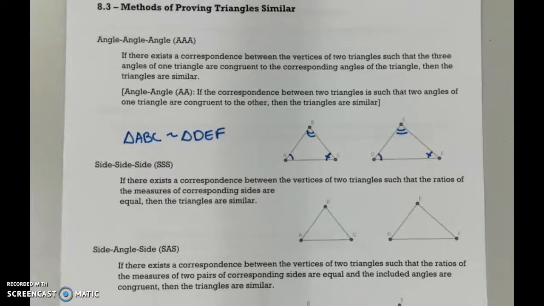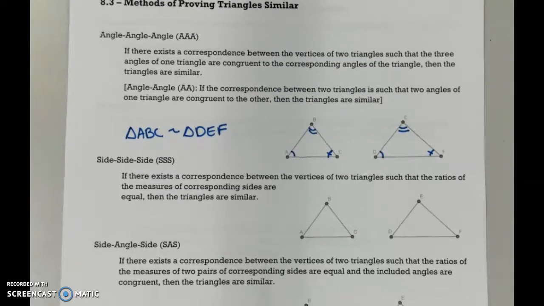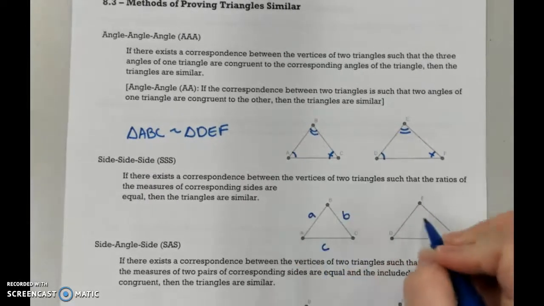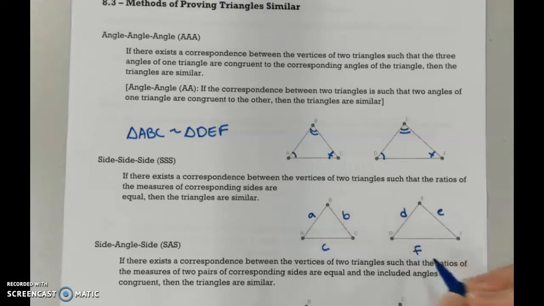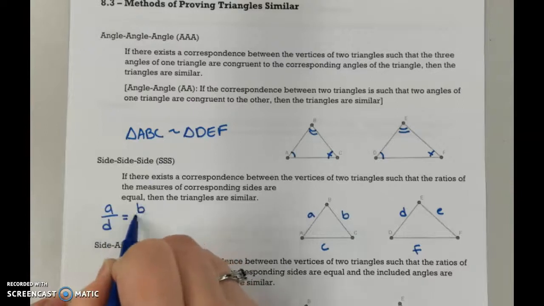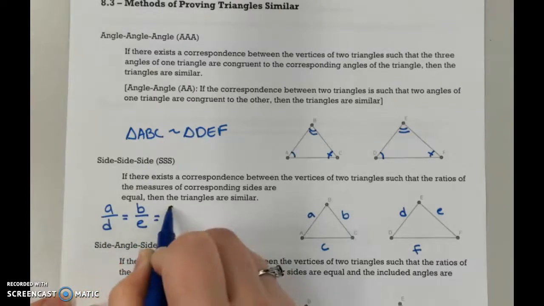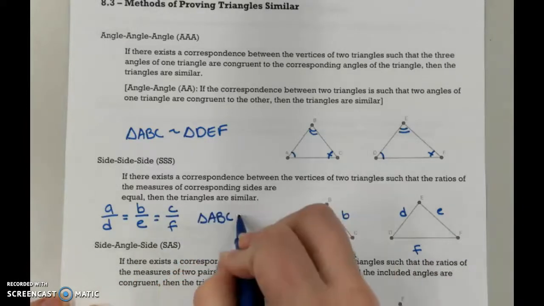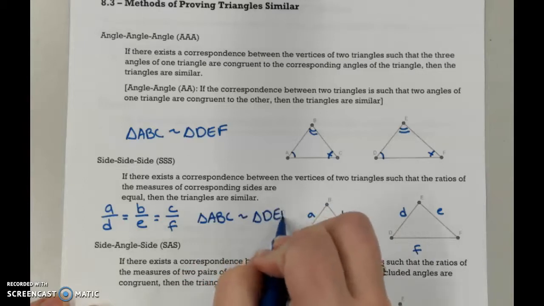The next way is side, side, side, but it is not like when we were proving triangles congruent, because it's not that we have congruent sides, it's that the ratio of the corresponding sides for all three sides of the triangle is the same. So let's call these sides length A, B, C, and D, E, F. So if the ratio of A to D was equivalent to the ratio of B to E, and is equivalent to the ratio of C to F, then triangle ABC is similar to triangle DEF. Again, that little squiggle means similar.